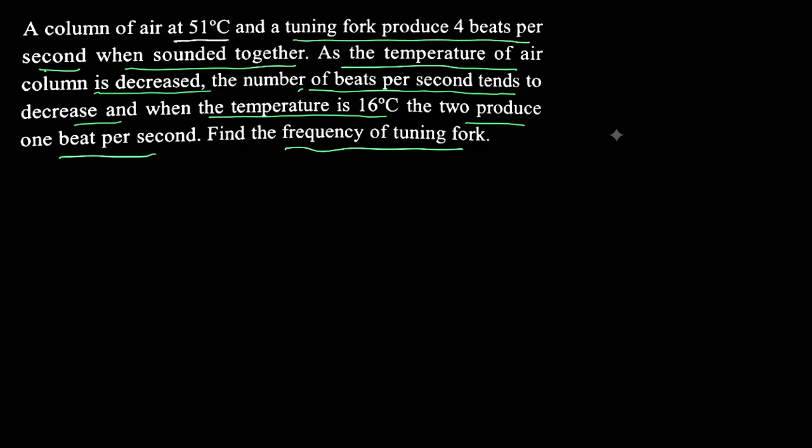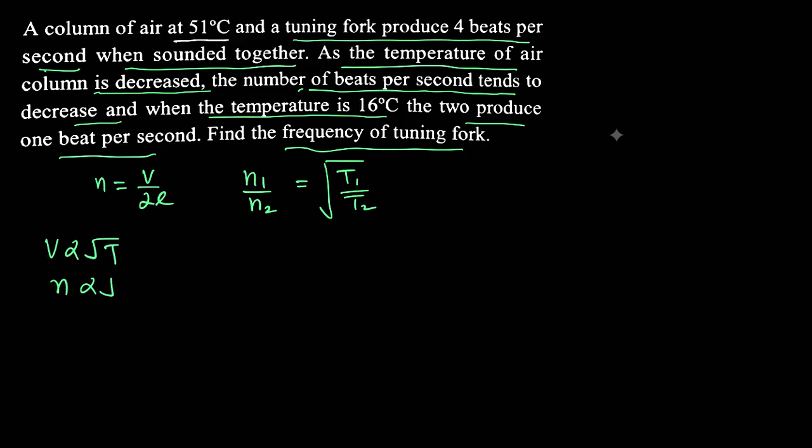So we know this is the formula for frequency: N is equal to V by 2L. Now N1 divided by N2 is equal to under root T1 divided by T2, because V is directly proportional to root T, that's why frequency is also directly proportional to root T. So N1 by N2 will be equal to under root of T1 by T2, meaning 51 plus 273 divided by 16 plus 273.